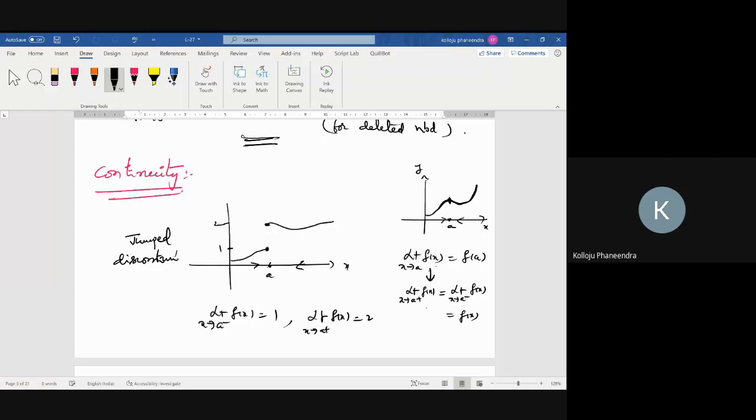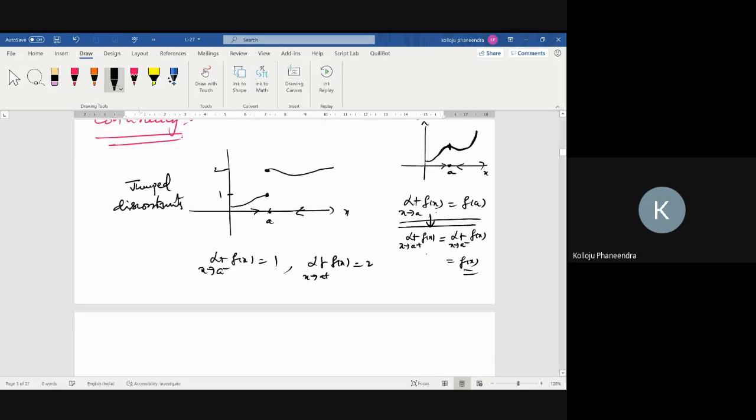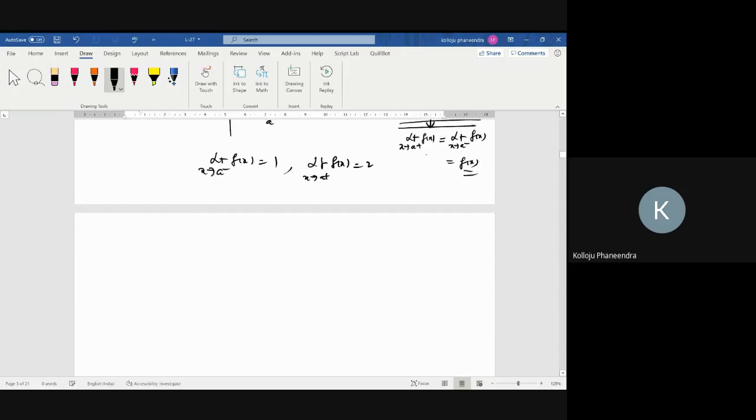Jump discontinuity: the curve is not continuous. Discontinuity means not continuous. That means the left limit value and right limit value are different and not equal to f of x. So continuity means what? This is the continuity definition in a single variable. Now coming to the two-variable definition.